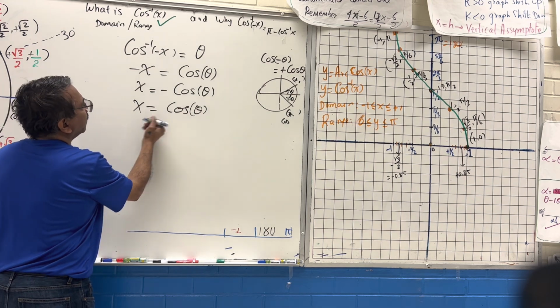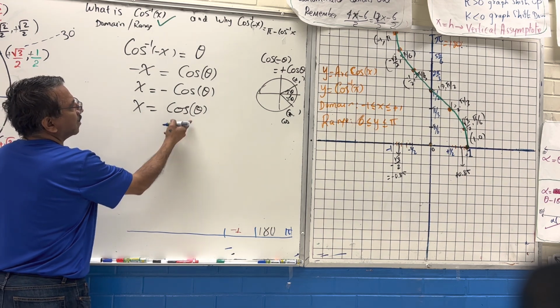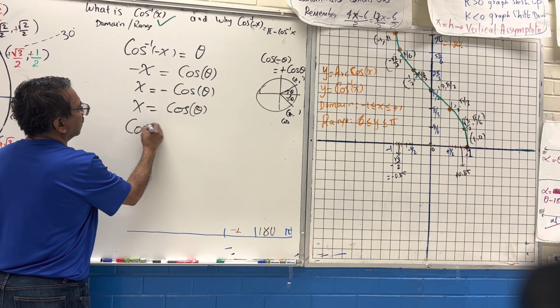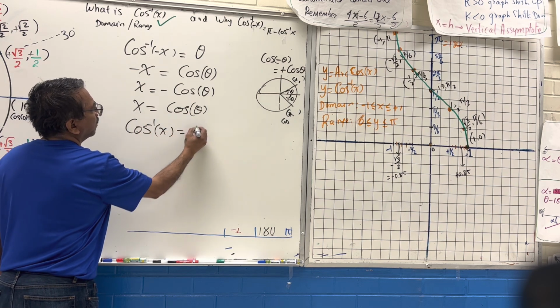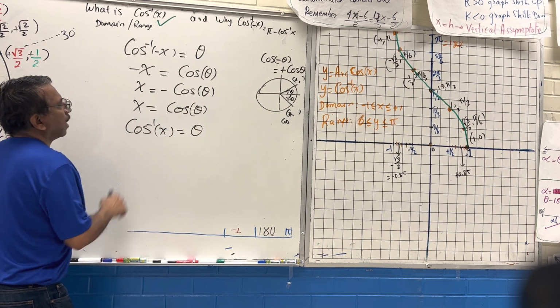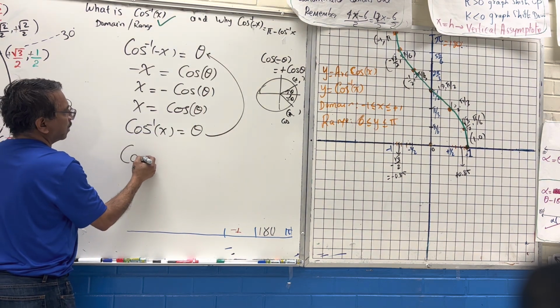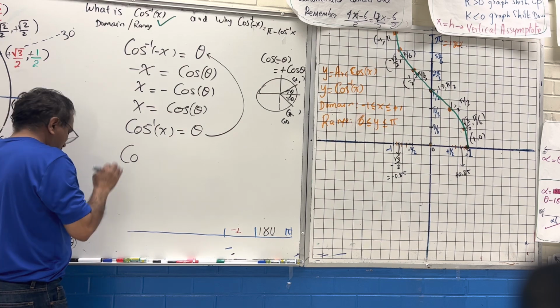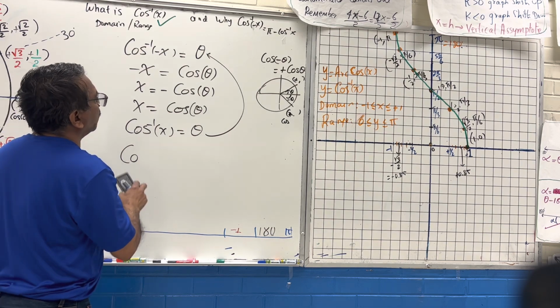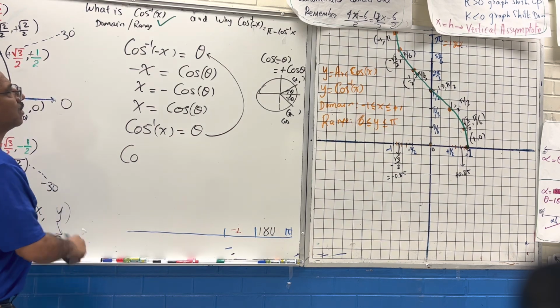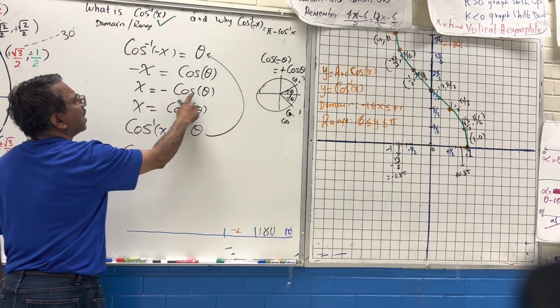And then use the definition of cosine inverse. If x is cosine theta, then cosine inverse of x equals theta, and that part you just plug in here. So what did we learn? The only thing I want to make sure of is where our mistake is, even though minus cosine theta is cosine of theta.